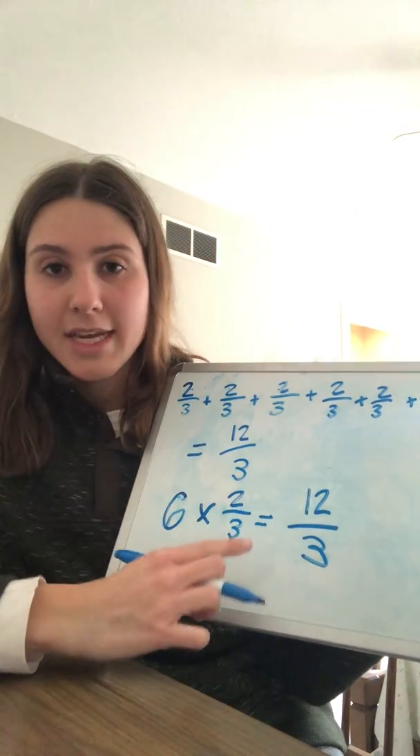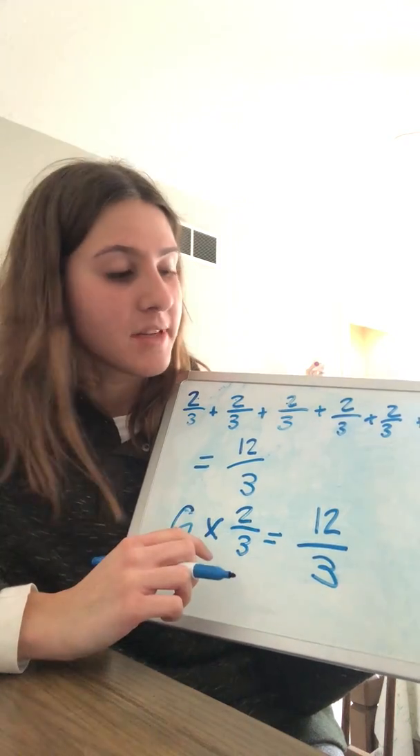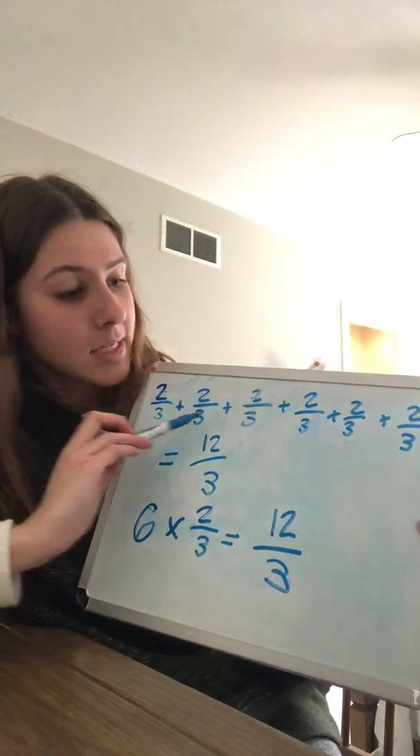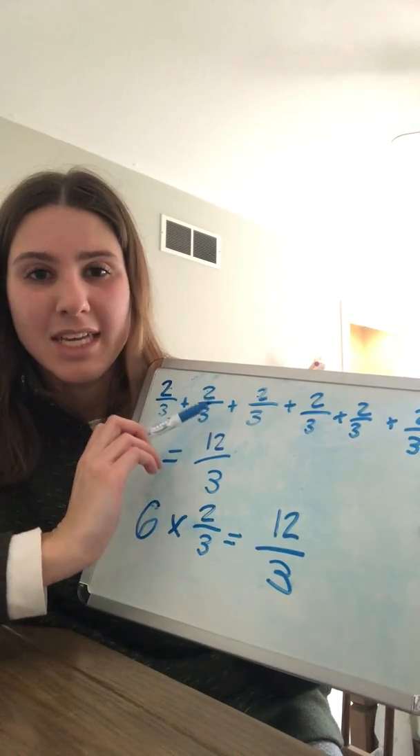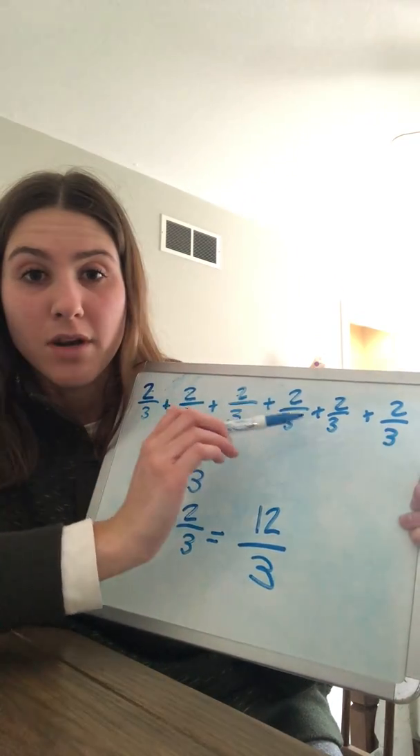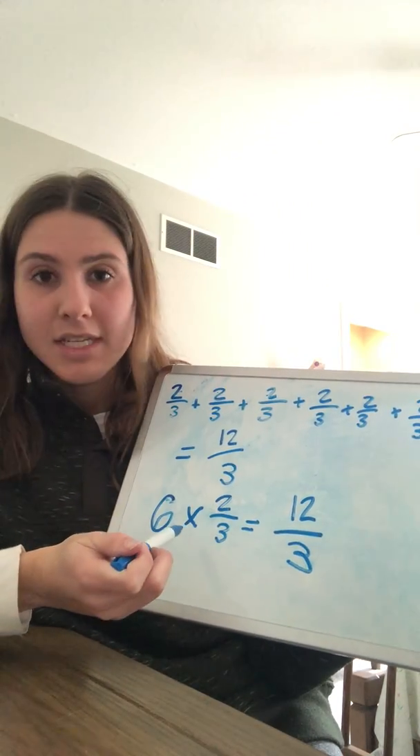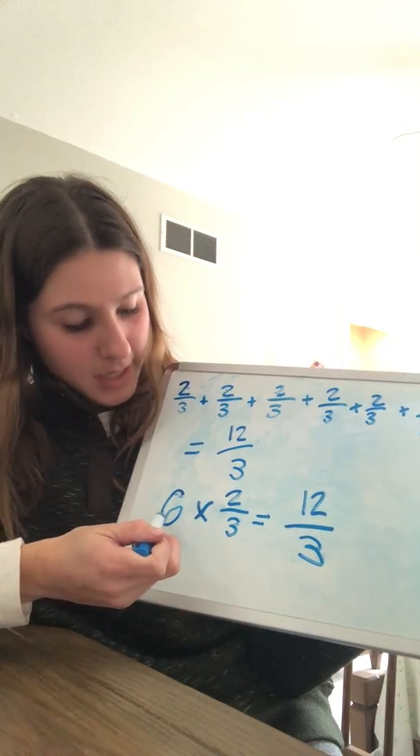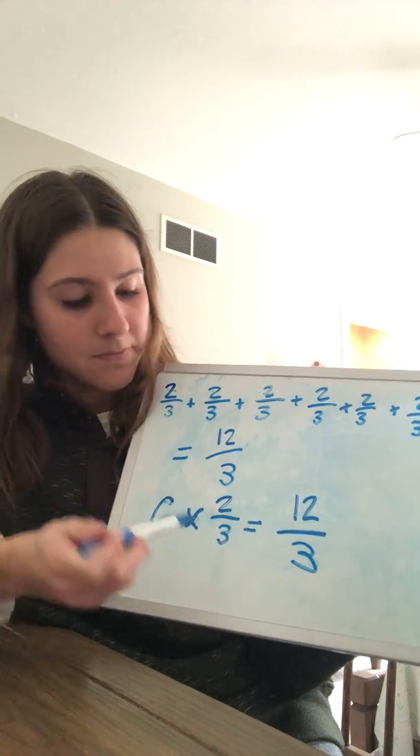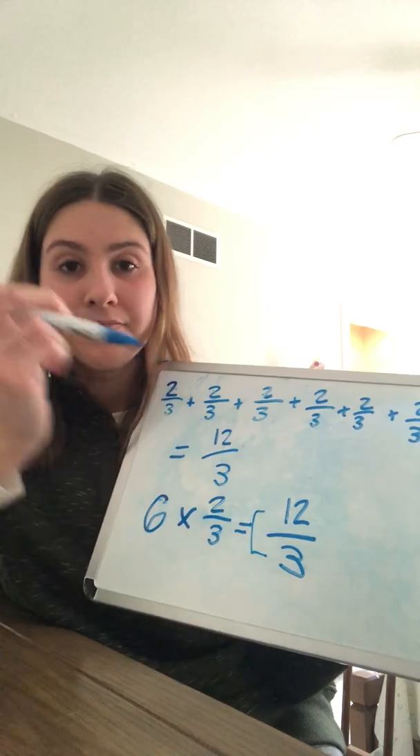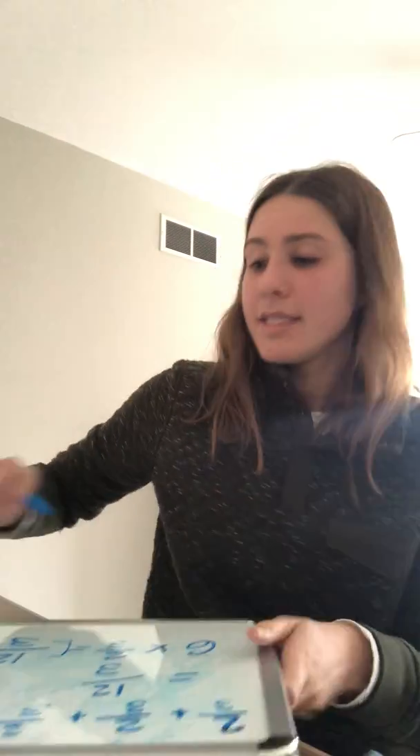So this is just, like I said before, another way to solve these problems. And I think this is a little bit easier actually, because this looks kind of confusing and you could easily add wrong just by skipping one of your fractions on accident. But this one, it's kind of already set up for you. You just have to multiply your whole number by your numerator, and then you keep your denominator the same to get the same answer. So I'm going to erase this.